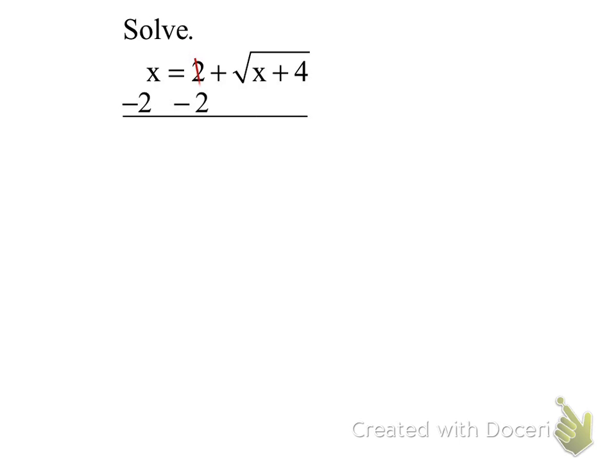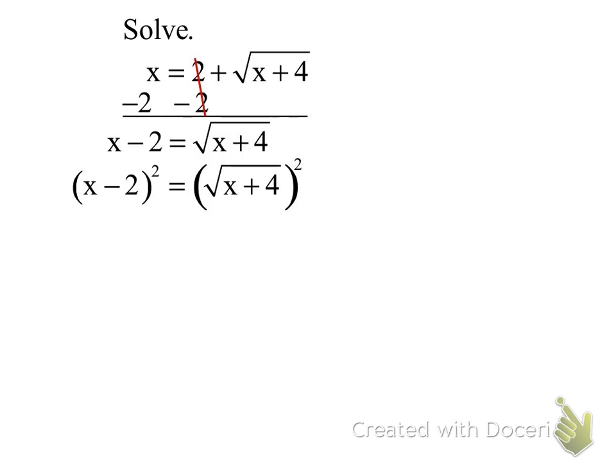Subtracting 2. And then I'm left with x minus 2 equals the square root of x plus 4. What do I do next, Rashmiya? Squaring both sides. And we end up with x squared minus 4x minus 4. Remember, we're going to double distribute. And then equals x plus 4.